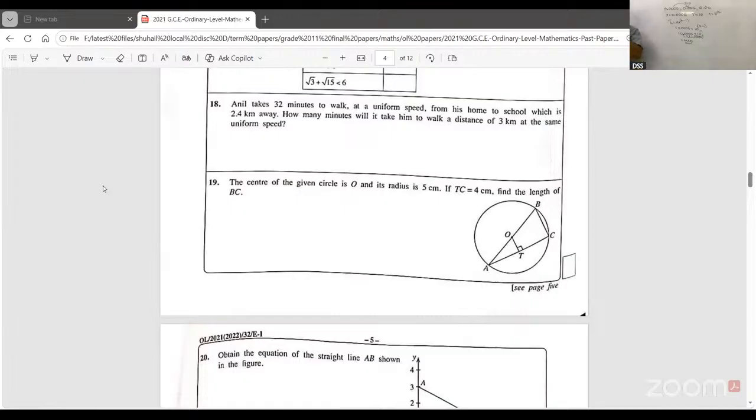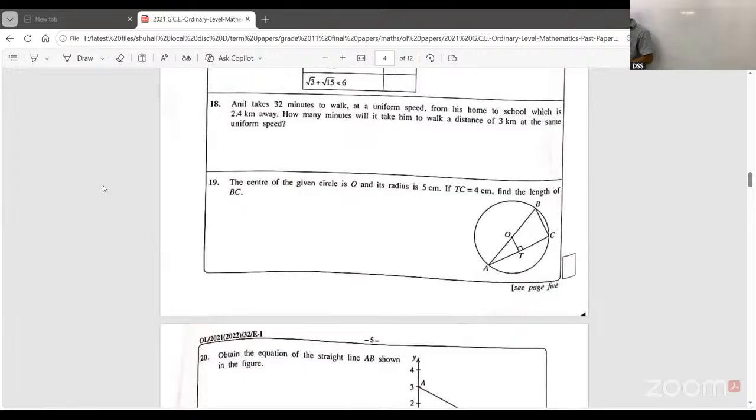I gave time to try these questions. Now today is the discussion day because we don't have time to give it to try. So they have given that the center of the given circle is O and its radius is 5 centimeter. And they have given TC as 4 centimeter. Find the length of BC.